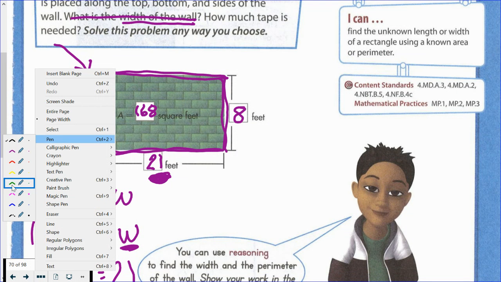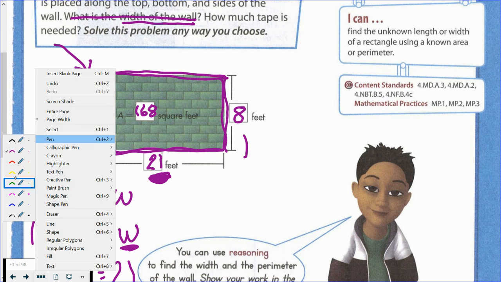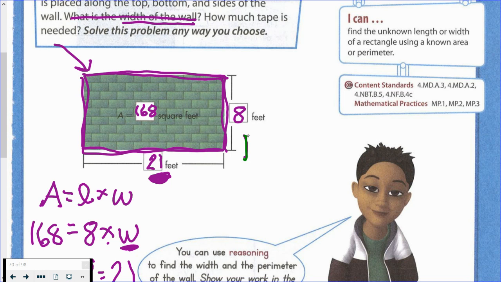So let me switch colors, okay? And since we know we're being asked to figure out the perimeter, let's go ahead. Oh, I was hoping that would switch colors. Let's try that again. There we go. We know the perimeter is length plus width plus width. Okay, so let's fill in the missing information.